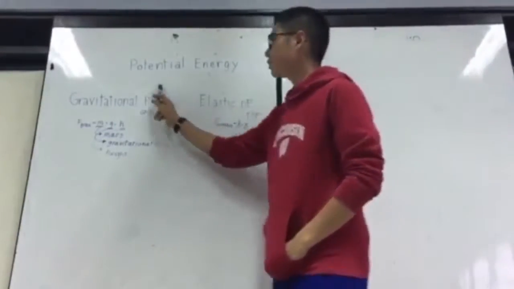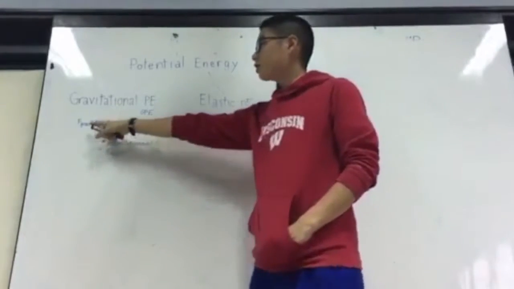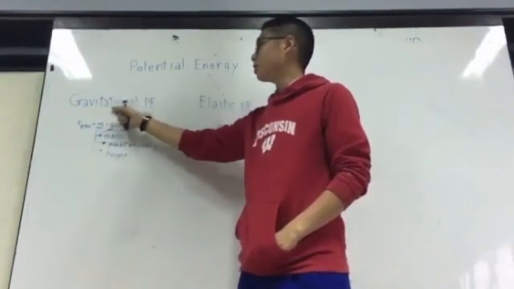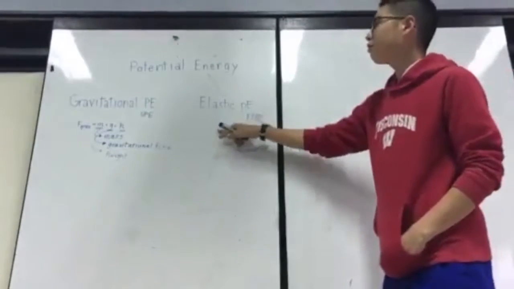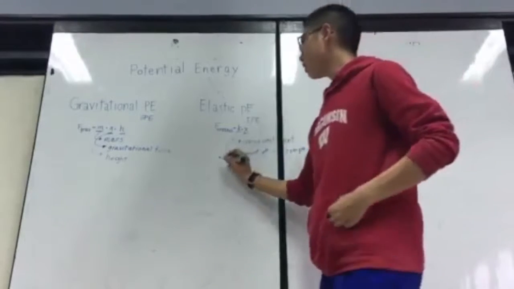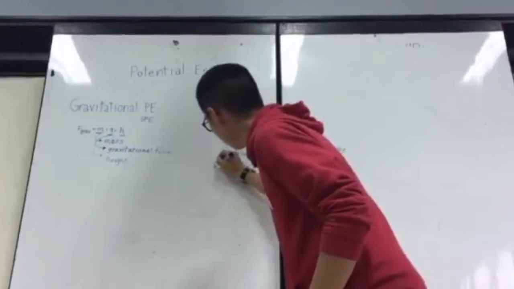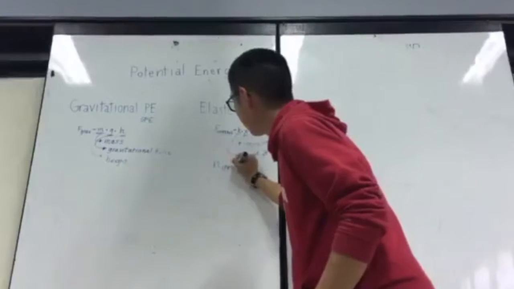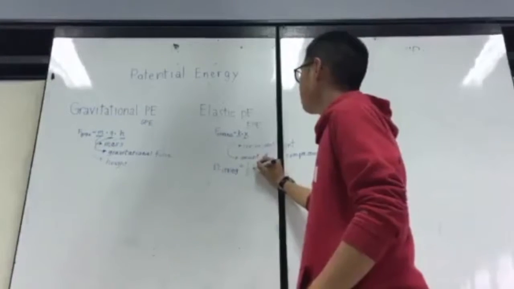For gravitational potential energy, it's fine to use the force of gravity because it's about the same as GPE. But for elastic potential energy, it's only the force of the spring. It's not elastic potential energy. You're going to find that the energy of the spring is going to be equal to half kx squared.